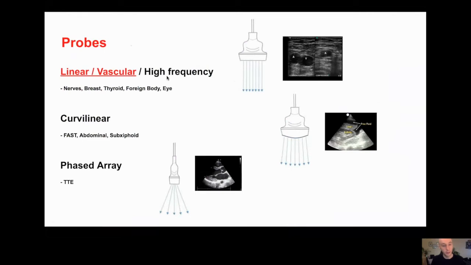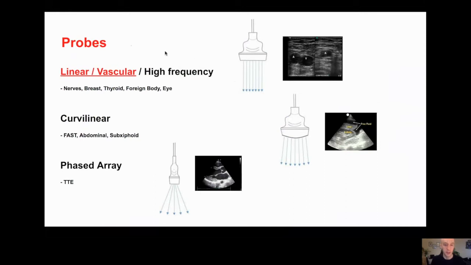So there are three different types of probes, and this is the first confusing thing when you look at an ultrasound probe. Gosh, there's a lot of probes, but actually it's quite simple. There are three probes. This one is called the linear probe, and it's obviously linear. This one's the curvilinear, it's curved, and this one's the phased array. So when we're doing ultrasound cannulation, we're going to go with the linear probe. It's often called the vascular probe.